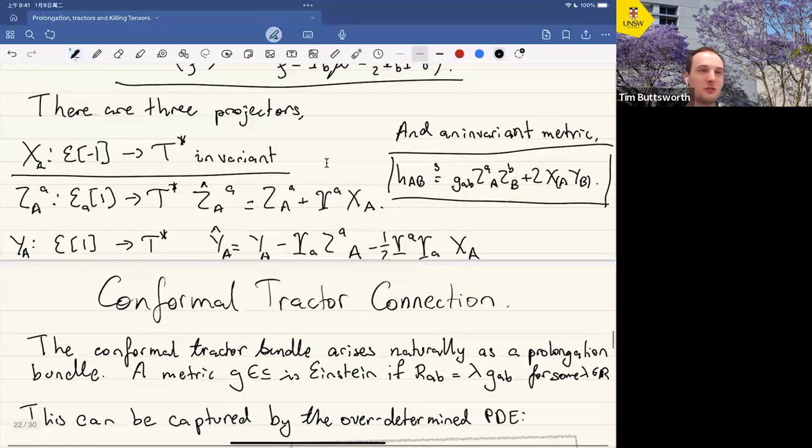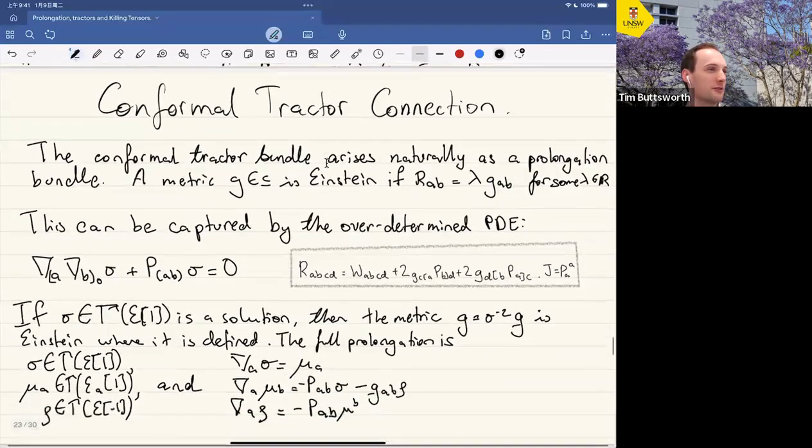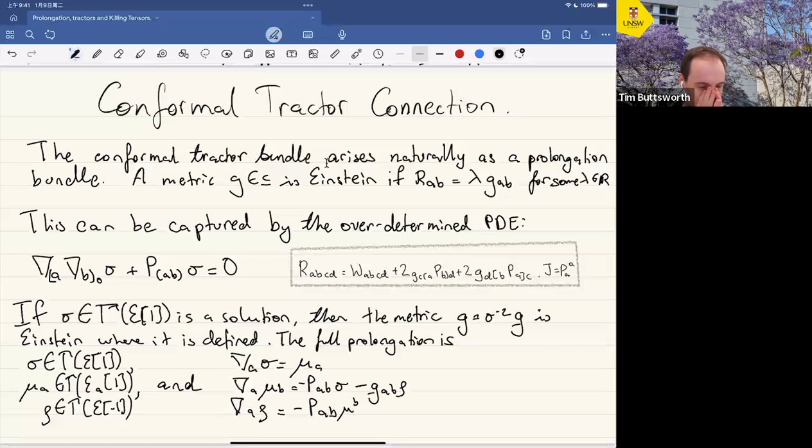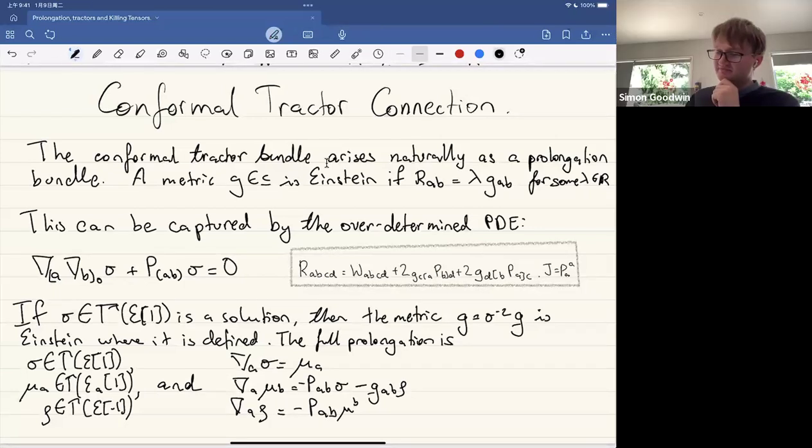One more question before I go on to a question from the chat. This is very forward thinking, but do these techniques, you mentioned Einstein a lot, could these techniques be used to either construct new Einstein metrics or else say new things about ones we already know about? What does this allow us to say about Einstein metrics?